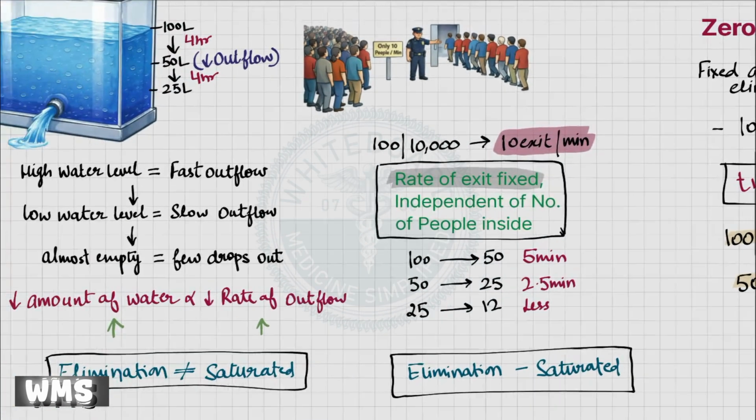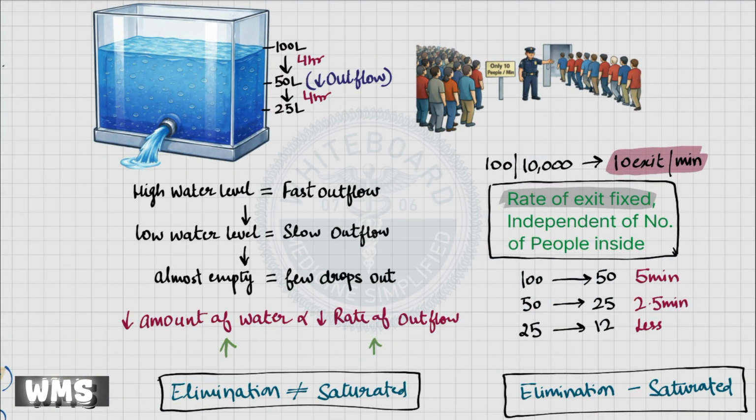As we discussed, in first-order kinetics, the speed of elimination changes depending on the concentration of the drug. When the drug level is high, elimination is faster, and as the level falls, elimination slows down. Because of this adaptability, the elimination pathway is not saturated. In contrast, in zero-order kinetics, the speed of elimination does not change with drug concentration. The same amount is removed per unit time regardless of how much drug is present, indicating that the elimination pathway is already working at its maximum capacity and is therefore saturated.